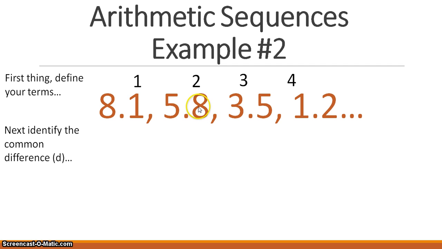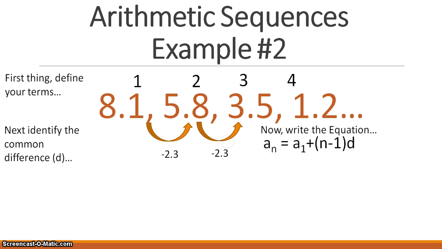What is happening between 5.8 and 8.1? 5.8 and 3.5, 3.5 and 1.2. Well, if I notice the difference, I know I'm going down, so I'm subtracting 2.3 each time. Okay, so now I know my terms, I know my common difference, I can write the equation.